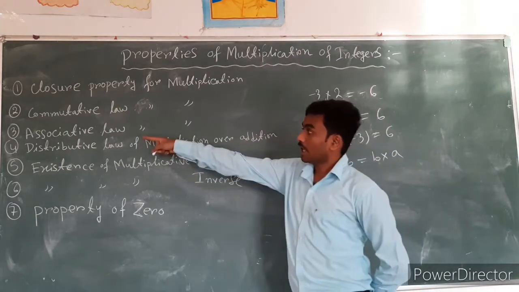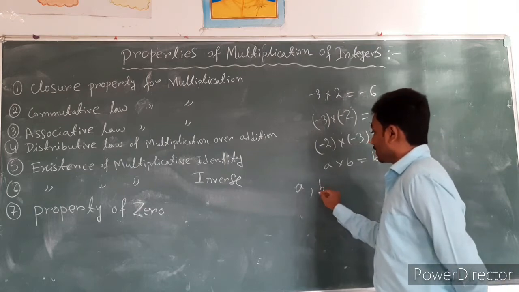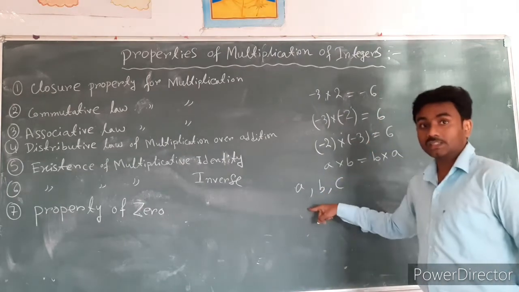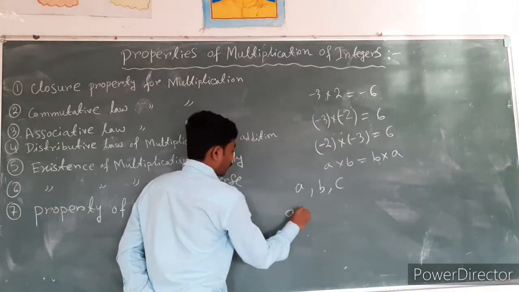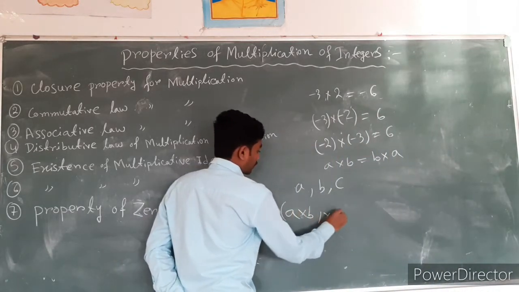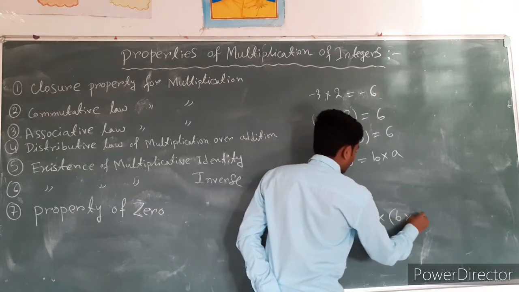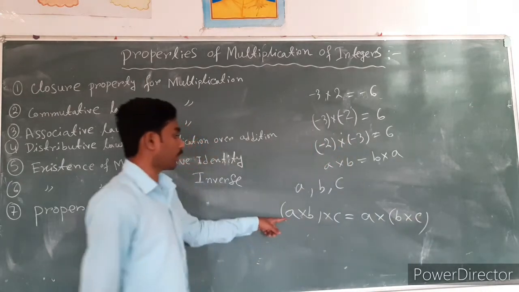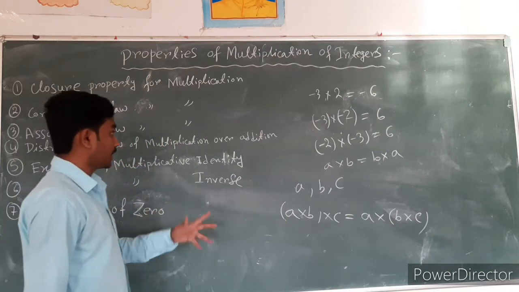Next property, associative law. If a, b and c are any 3 integers, then (a cross b) cross c is equal to a cross (b cross c). This property is known as the associative law of multiplication.